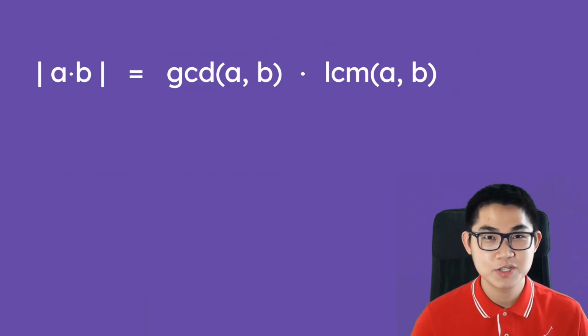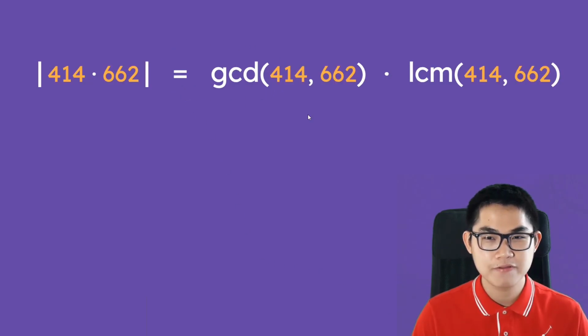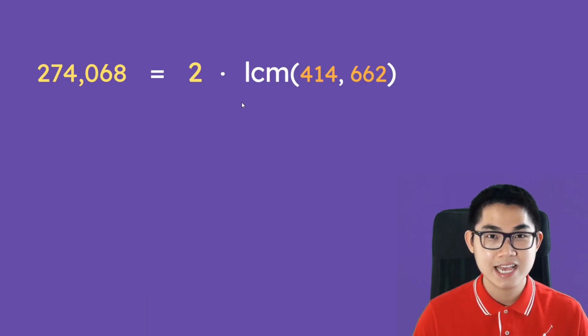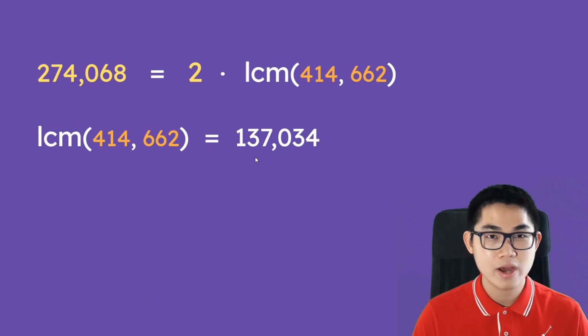The last thing I want to do today is explain how to find the LCM of two numbers. So this here is the formula to find the LCM. We already know how to find the GCD. So let's say we want to find the LCM of these two numbers. The first step is to take these two numbers and multiply them with each other, and we're going to get 274,068. And then we find the GCD, which is 2. Then divide both sides by 2, and you get 137,034. And that is the LCM of these two numbers.